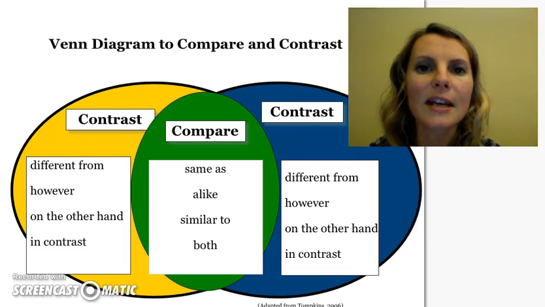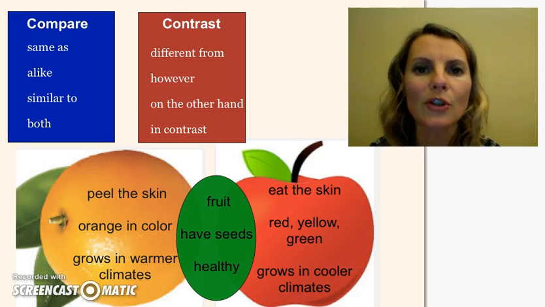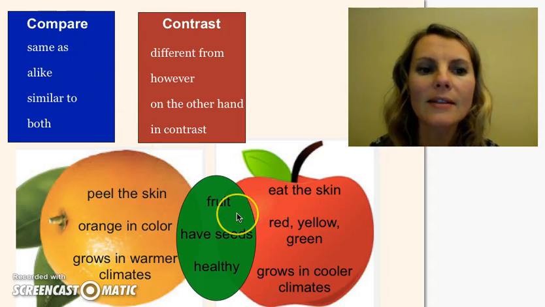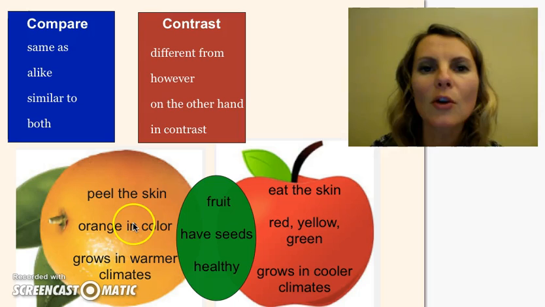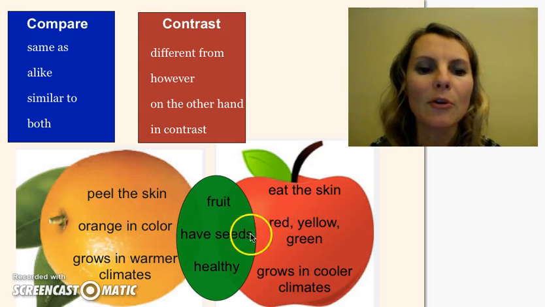So let's look at an example of a Venn diagram with oranges and apples. So looking at an orange and looking at an apple, to compare them, we can say that an orange and an apple are alike because they're both fruits. We could say that they both have seeds. We can say that an orange is similar to an apple because they're both healthy for you.